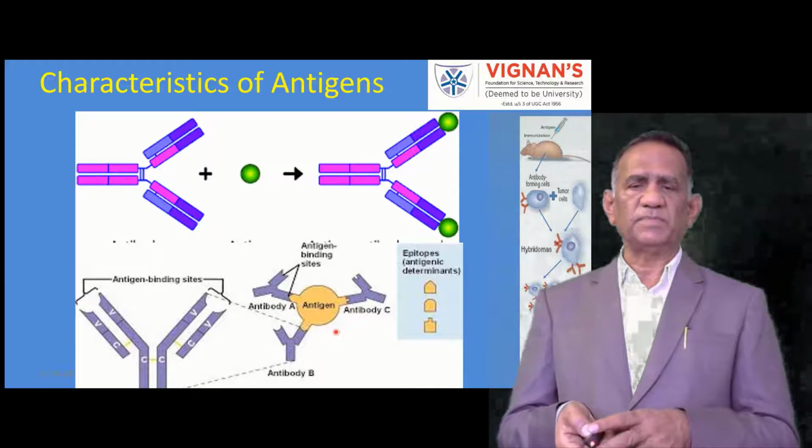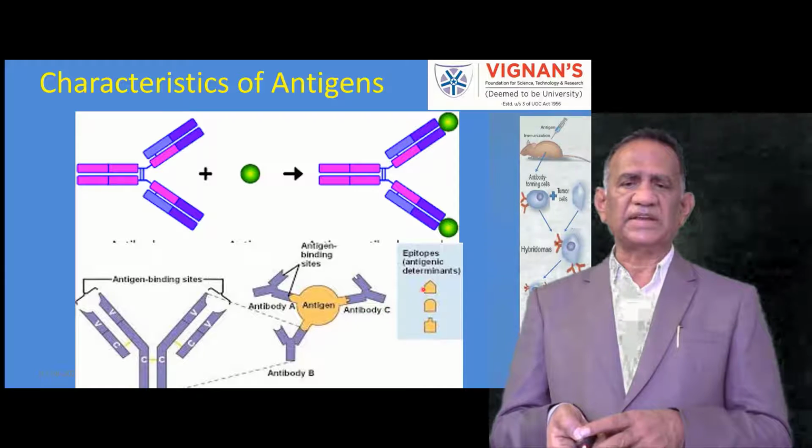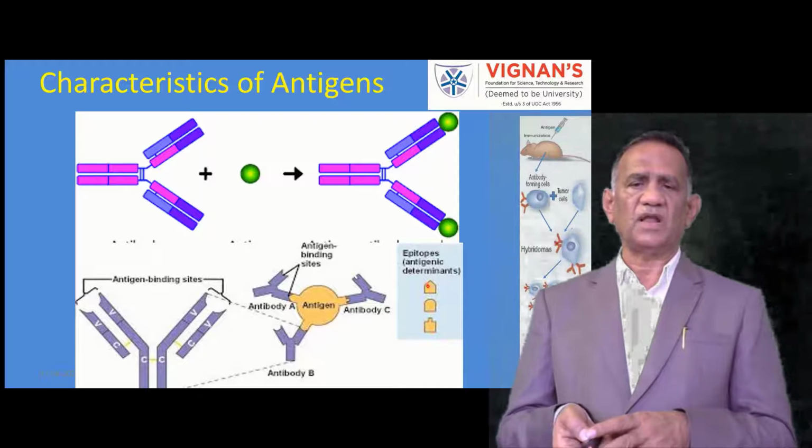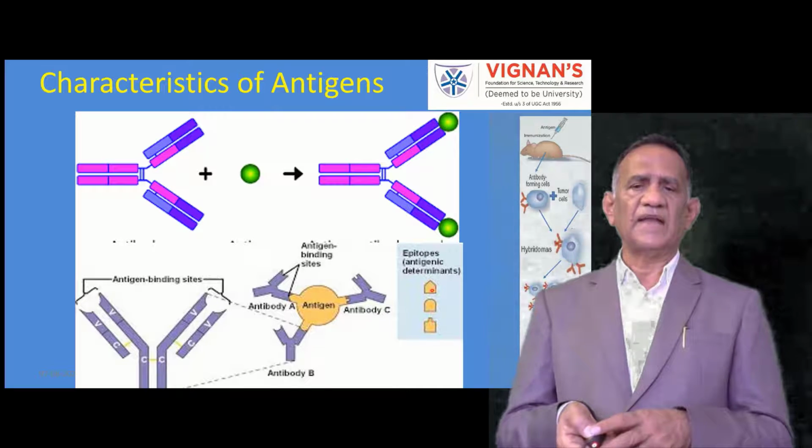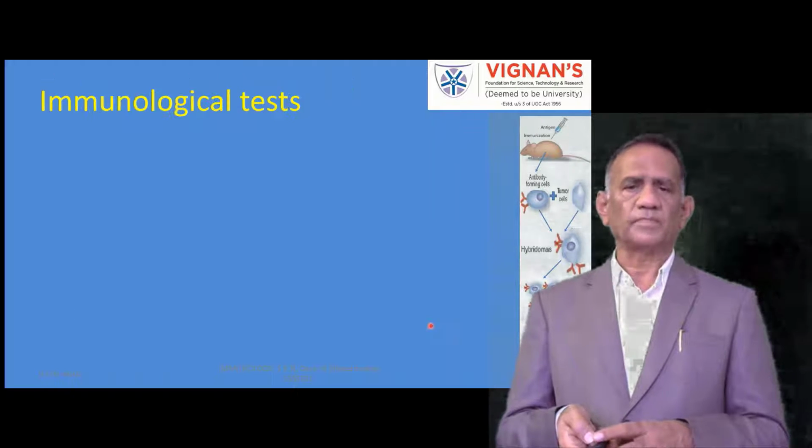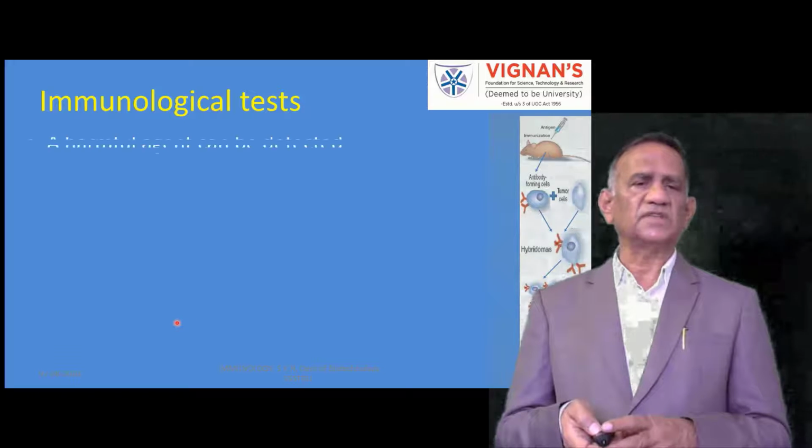Okay, this region is said to be the epitopes. Antigenic determinants are called epitopes. So they are all given in different shapes. Accordingly, antibodies are made. So let us see the immunological test that we are seeing.